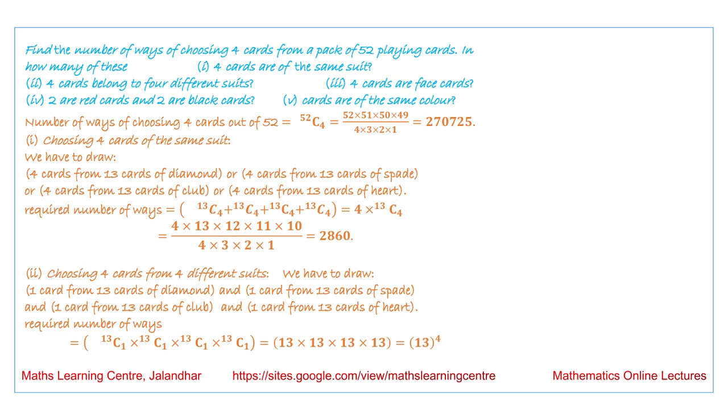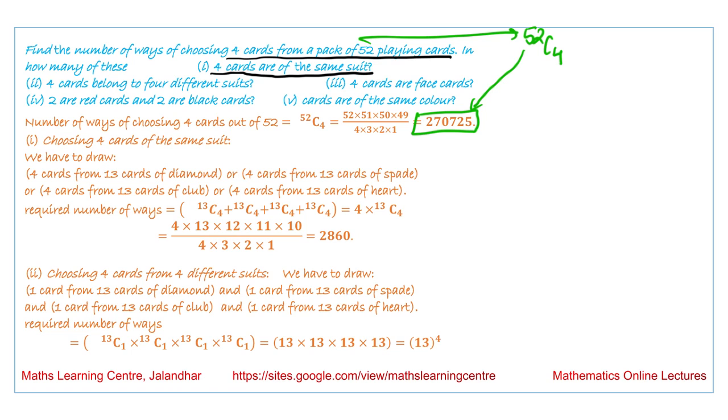Next is, find the number of ways of choosing 4 cards from a pack of 52 cards. So the number of ways we will have over here is 52C4. We have to choose 4 cards out of 52 cards, and if you solve this value, you will obtain the answer as 270725. Next is, in how many of these are 4 cards of the same suit?